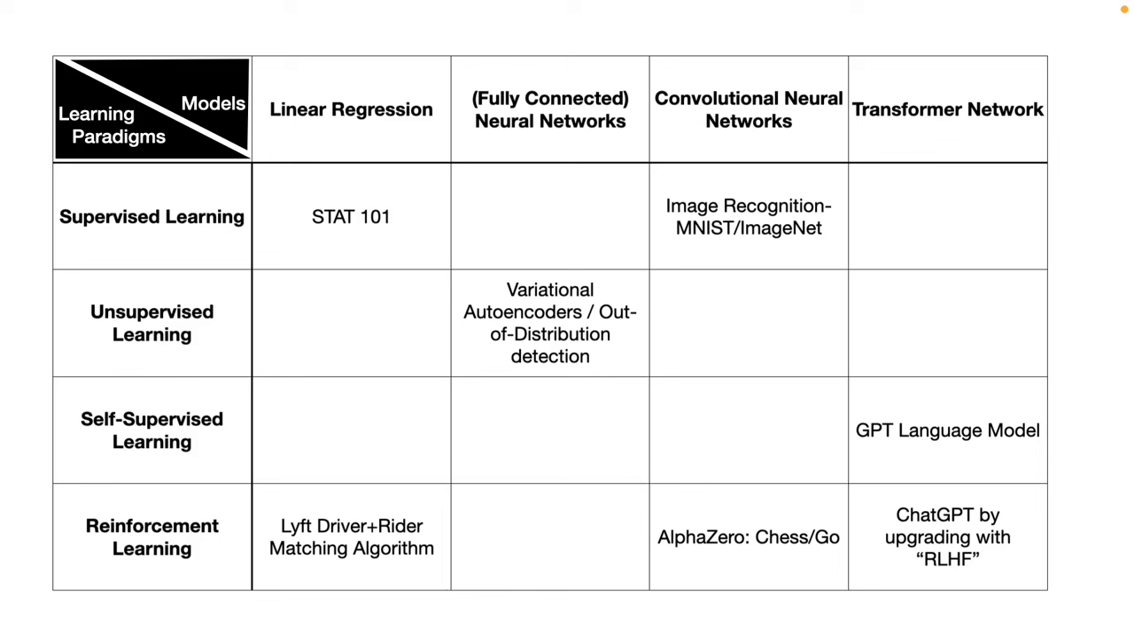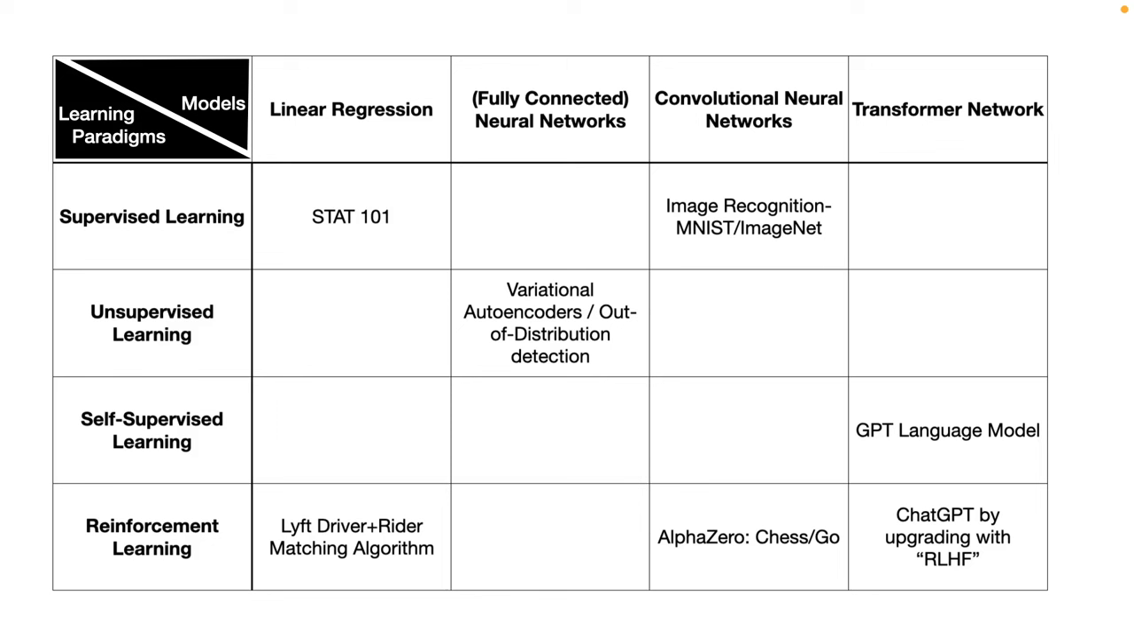And finally, I'll talk about ChatGPT itself. It starts with the GPT language model, and then it does something to upgrade it. The GPT language model is really good at filling in the blank, and ChatGPT is really good at answering your question. So how is it different? And I'll talk about that as well.